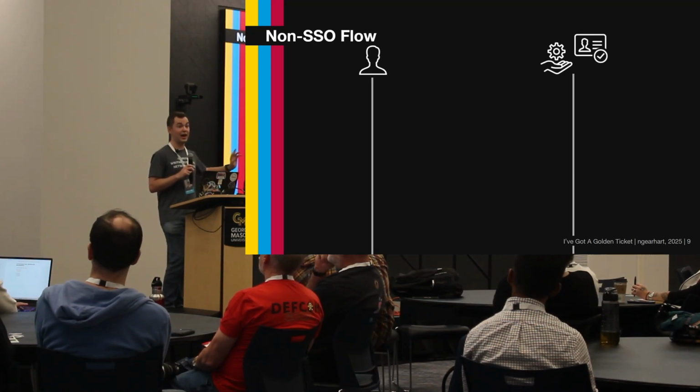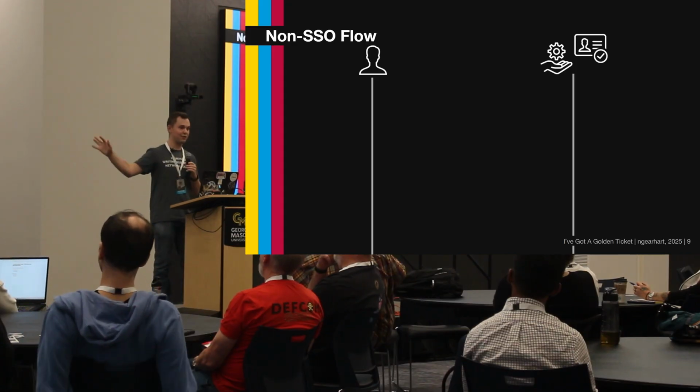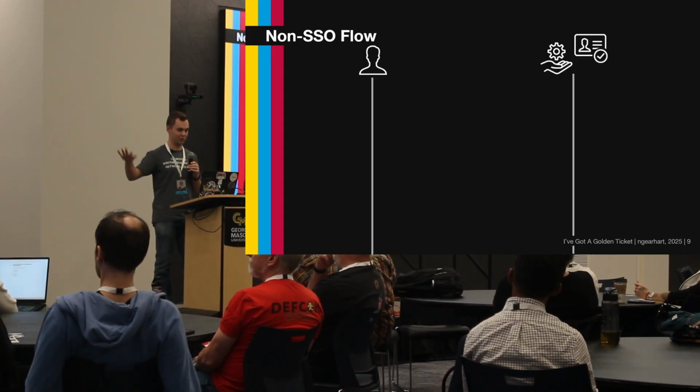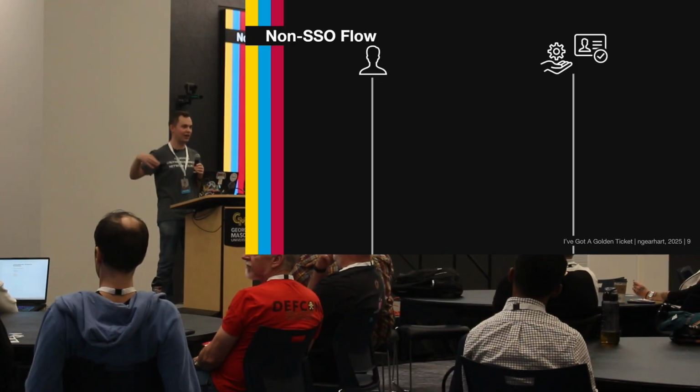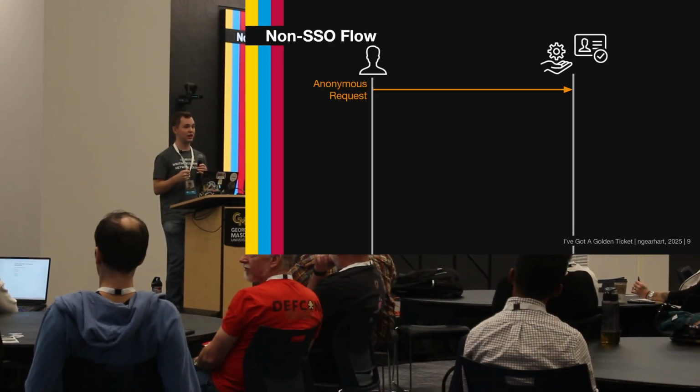So on the left, we have a user, right? You can think of it really more like your web browser. And on the right, we have the combined identity provider and service provider. So it's like if you went to Gmail and you just had a Gmail username and password directly, right? No single sign-on. So we start with an anonymous request, right?